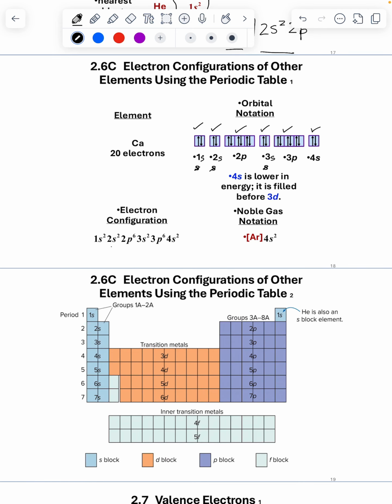And then last of all, the noble gas configuration. So we find calcium. Calcium is in period 4. So we want to find the noble gas that comes at the end of period 3, and that is argon. So argon has a configuration that looks just like this. And so we're going to put argon in a bracket, and then all we have to write is how it's different, 4s2. So that would be the noble gas configuration for calcium.